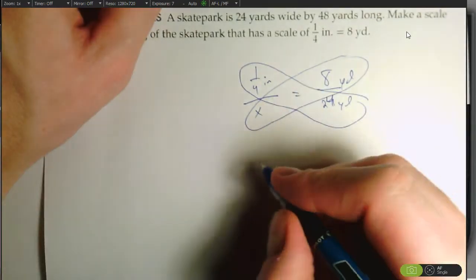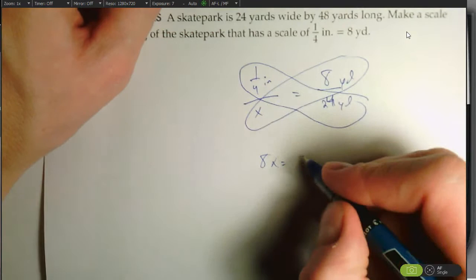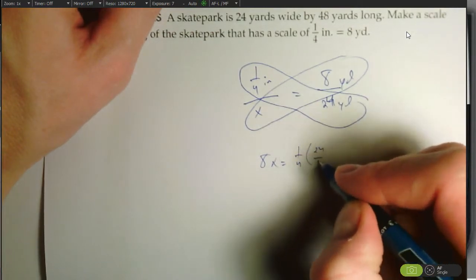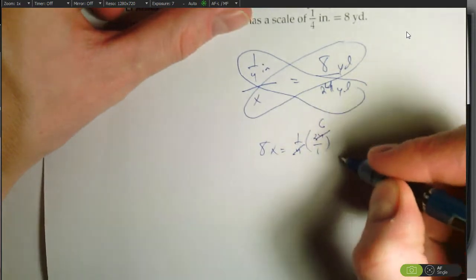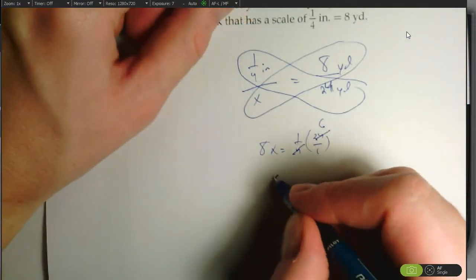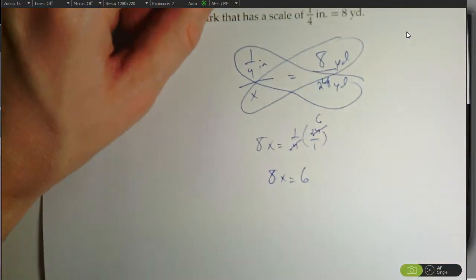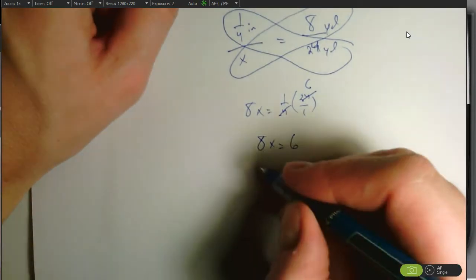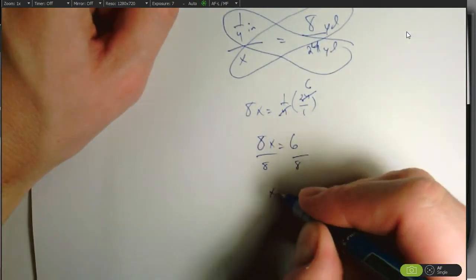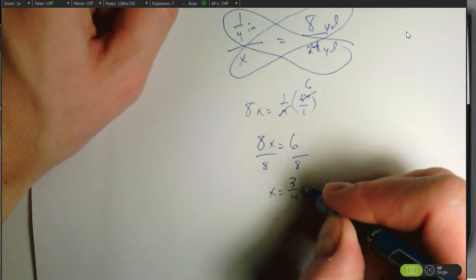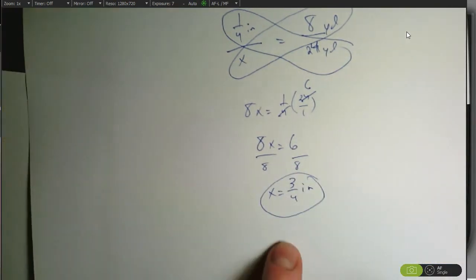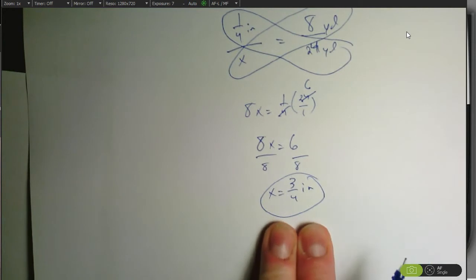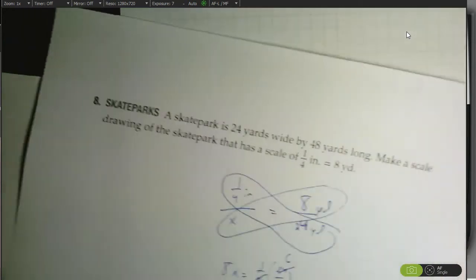Okay, 8 times x is 8x. 1/4 times 24 over 1. Well, the 4 and the 4 cancel to 6. So 8x equals 6. Divide by 8. 6 over 8 reduces to 3/4, and again, that's inches. So I want to go 3/4 of an inch across the paper, which means I want to go 3 blocks.